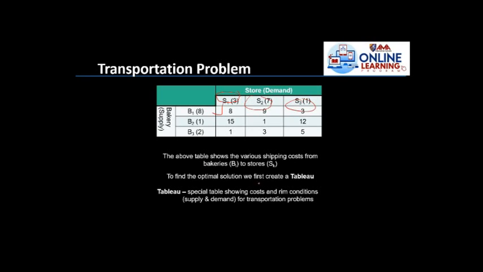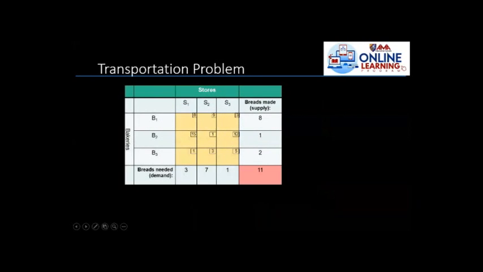So to find the optimal solution, we first create a tableau. So a tableau is a special table showing the cost, the rim conditions, which are the supply and demand for transportation problems. So di ba kanina nag-maximize tayo ng profit. Now, we will minimize the cost. Okay. Now, let's proceed to the next slide. So ito yung tableau or yung table na na-create. That's how you create a tableau.